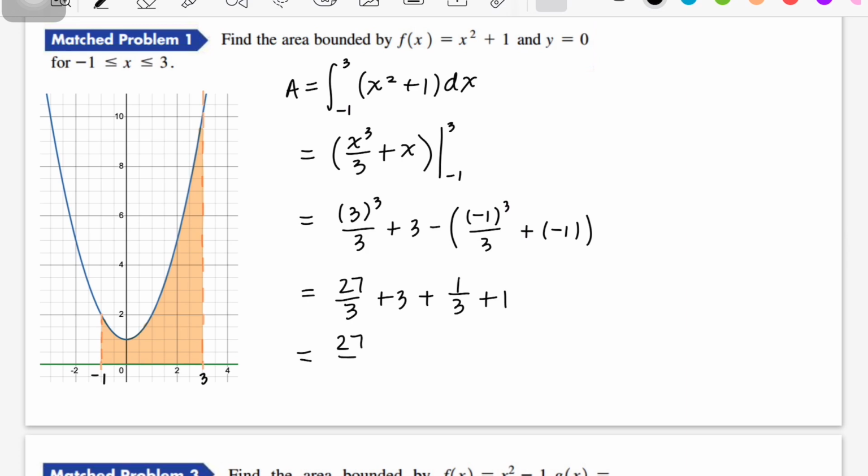So rewriting these with a common denominator, we have 27 over 3 plus 9 over 3 plus 1 over 3 plus 3 over 3. So in this case, we find that the area bounded by our f of x, g of x, and in between these here is going to be 40 over 3.